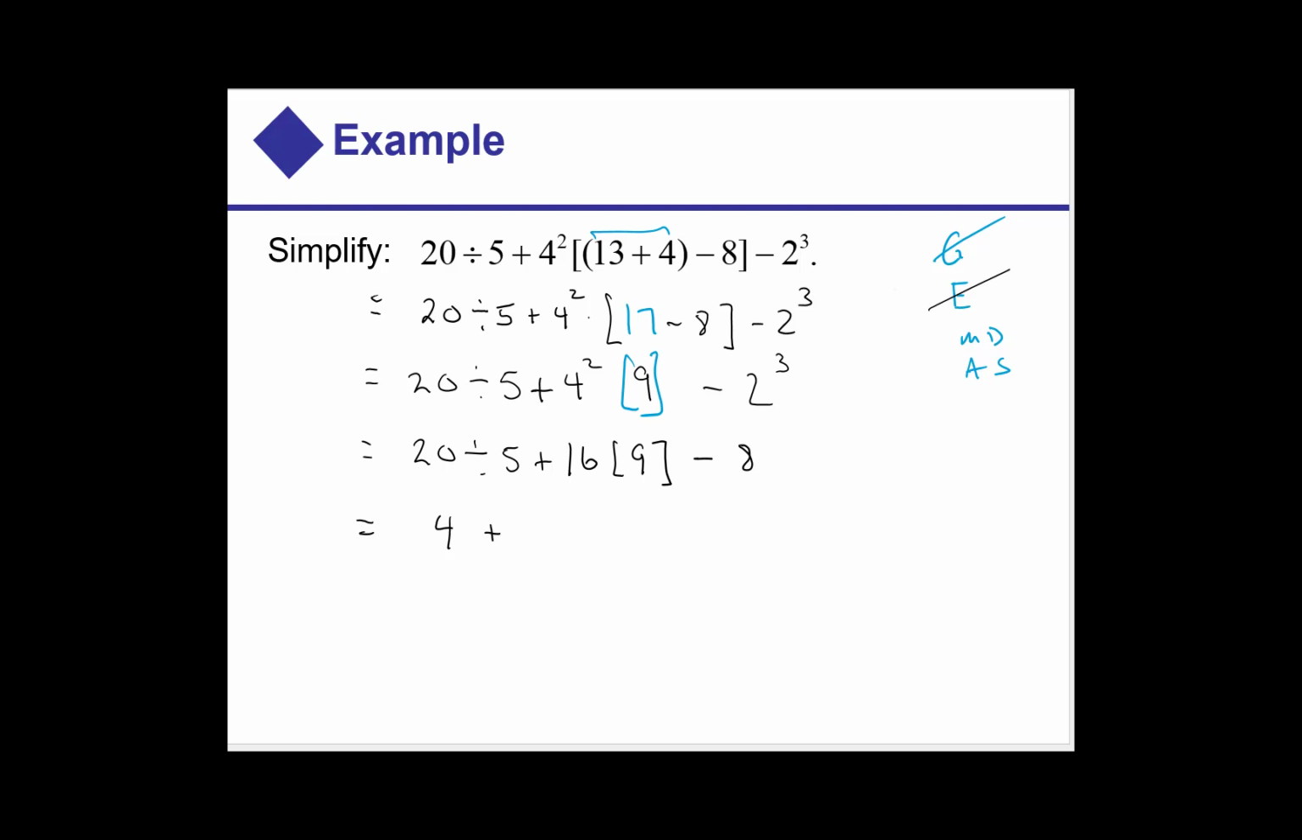4 divided by 5 was 20 divided by 5 was 4. Plus has to wait. But the 16 times 9 can't wait. It's time to do multiply. And you can use your calculator for that step if you need it. It turns out to be 144 minus 8.